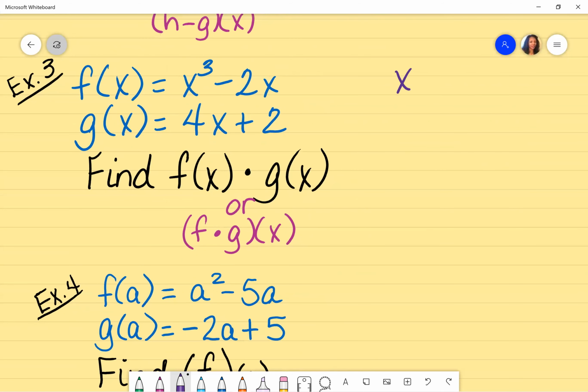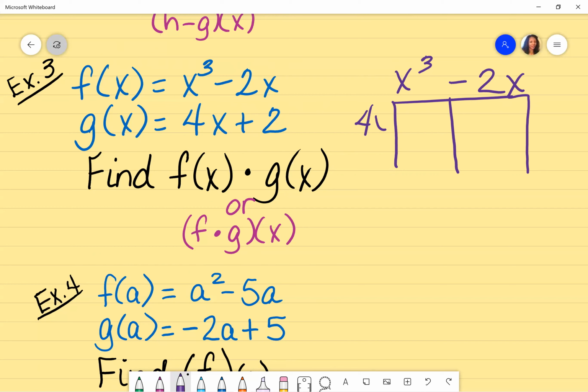All right, so for me, I will set it up as, like I said, a box where the top portion of the box is going to have the x cubed minus 2x. It does not have to be in that order, but that's just what I'm doing. And then g of x is 4x plus 2. So I'm going to have 2 columns and 2 rows. And now I'm just going to multiply each row by both items in the column, and then I'm going to place it in the appropriate box. Okay. Hopefully that made sense.